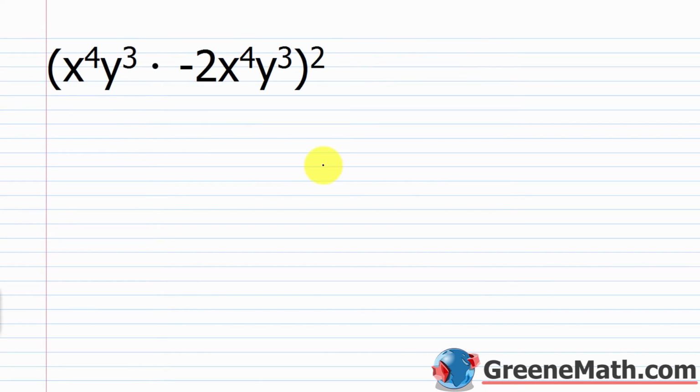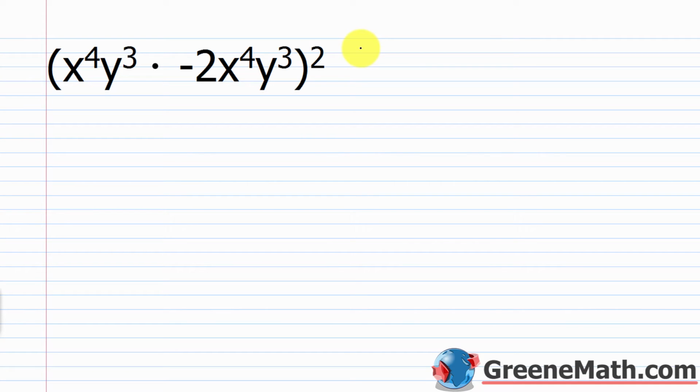So for the next one, we have x to the 4th power, y cubed, times negative 2 x to the 4th power, y cubed. And then this whole thing is inside of parentheses, and it's squared. Different ways you can do this. One way you can do it is you can simplify inside the parentheses first, and then you could use your power to power rule.